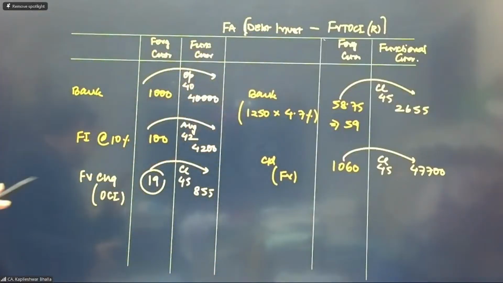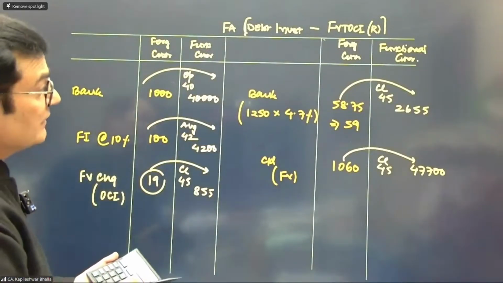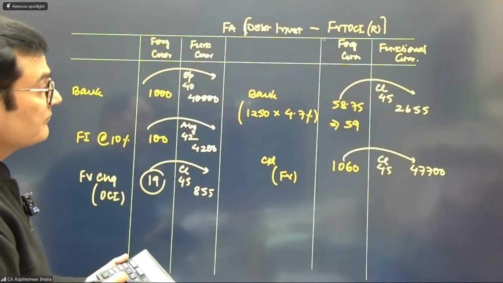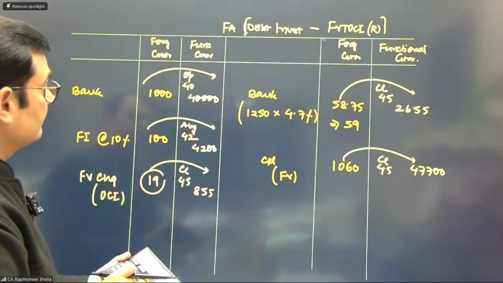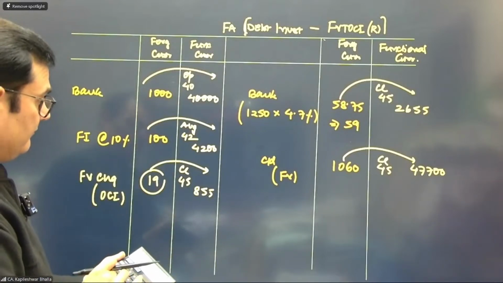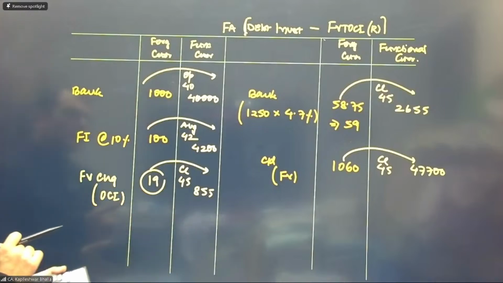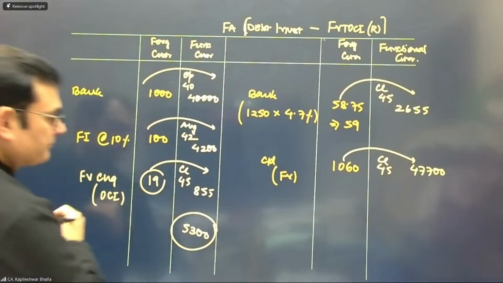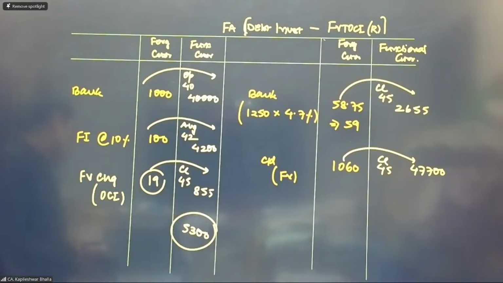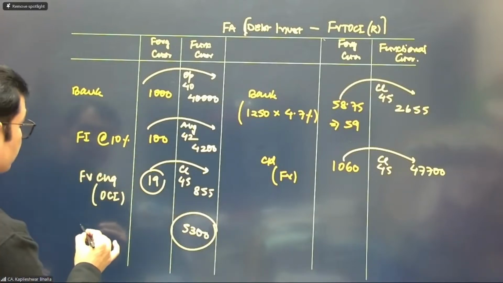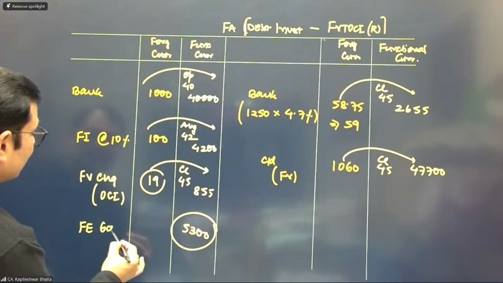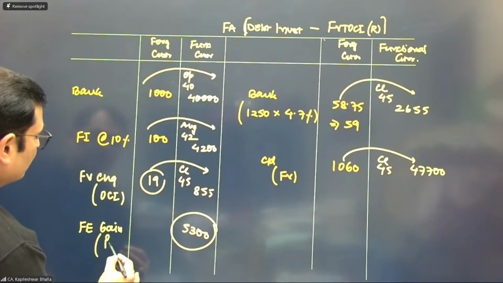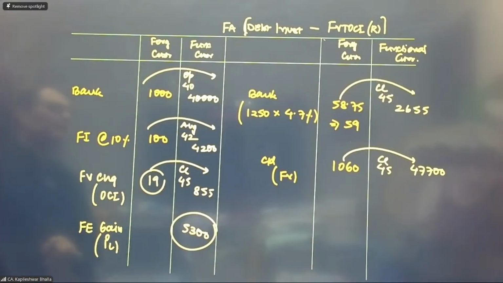Okay, that's great. Now let's see what is the balancing figure in this particular ledger. That would be the foreign currency gain or loss. Is it coming to 5,300 on the debit side, I guess? Yes, sir. We're getting a balancing figure of 5,300, which is the foreign exchange gain. And this foreign exchange gain, of course, is going to be entered in the profit and loss.